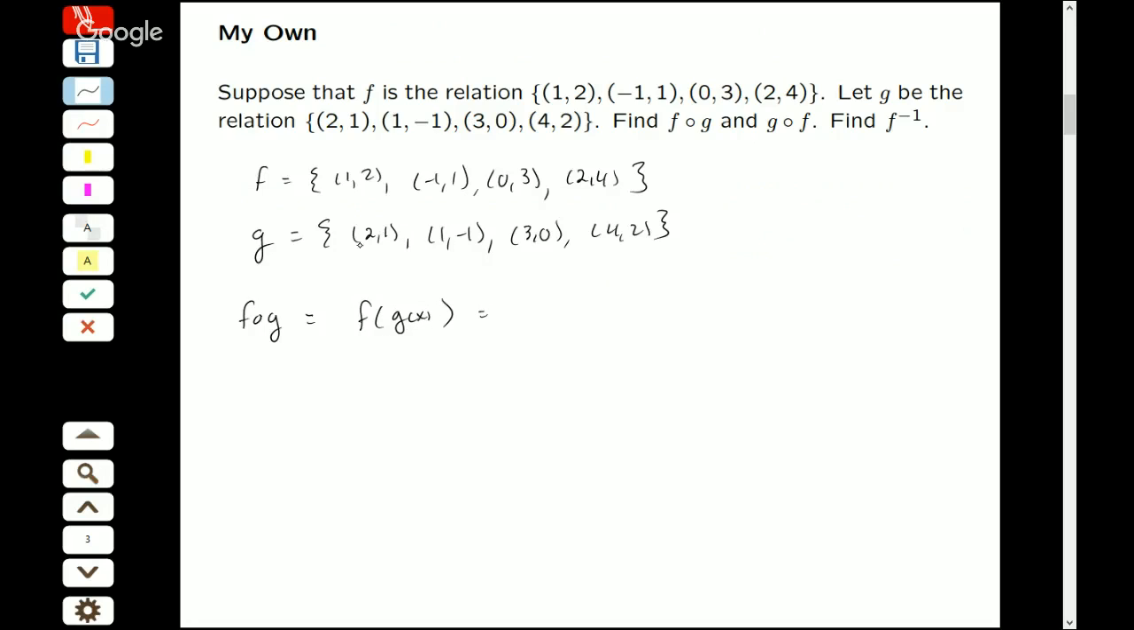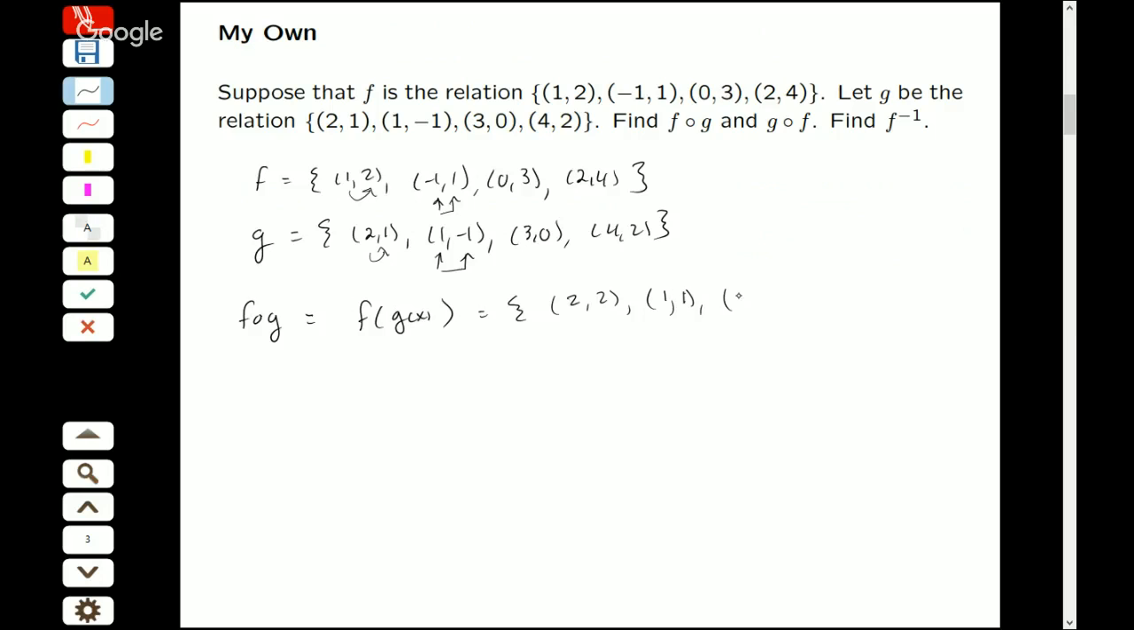So I'm going to start with 2, and where does 2 go to under g? 2 goes to 1. Go up here to f, where does 1 go to? 2. So it takes 2 to 2. Start with the next one. Under g, 1 goes to a minus 1. Where does minus 1 go to for f? 1.